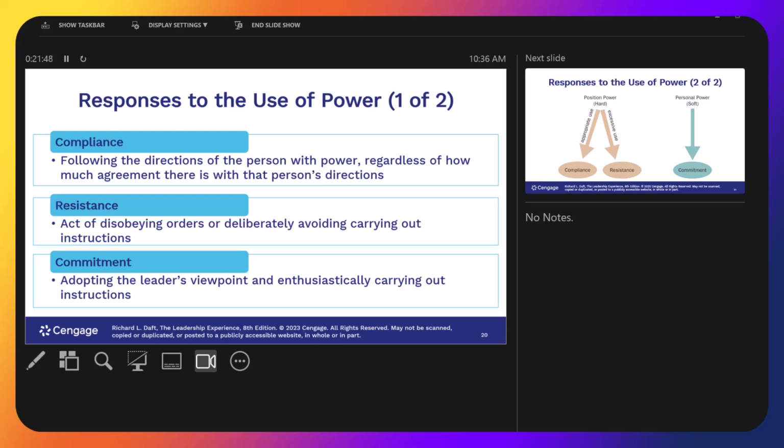Commitment: adopting the leader's viewpoint enthusiastically and carrying out the instruction. So when somebody's committed, this is when you no longer have to inspire or motivate them. Now you just give them a roadmap, because they've already bought in. Just give them a roadmap of what you want them to do, and they'll do it because they're committed. And another thing is this can be contagious, because they can also get others to buy in and commit.